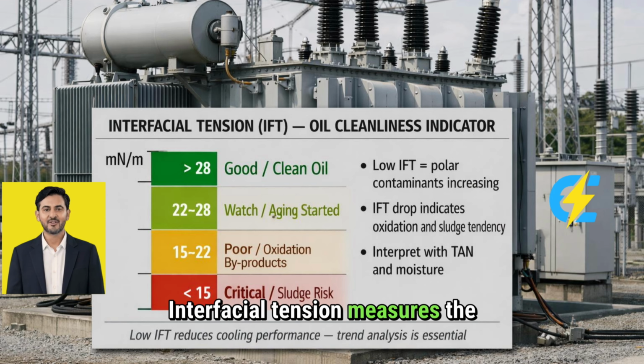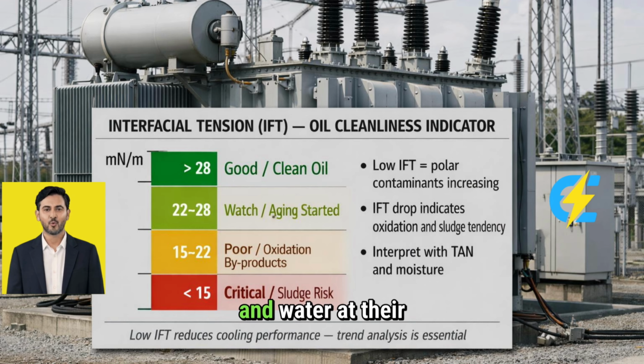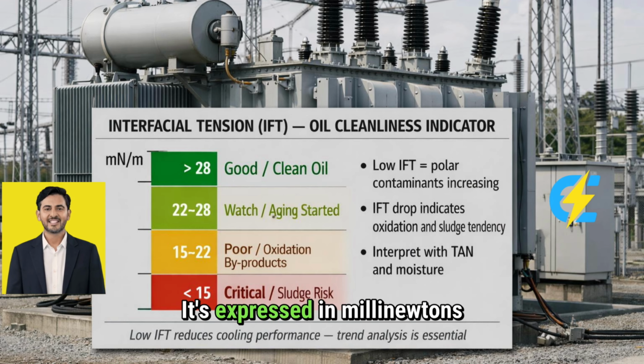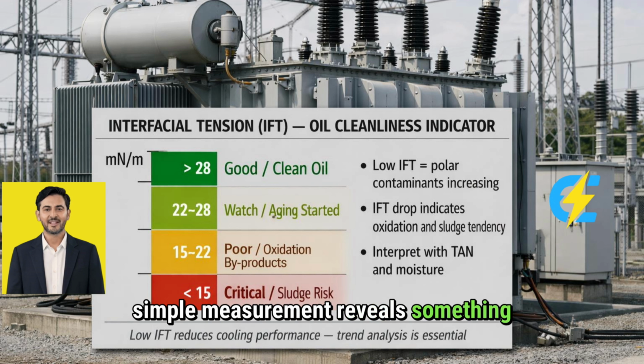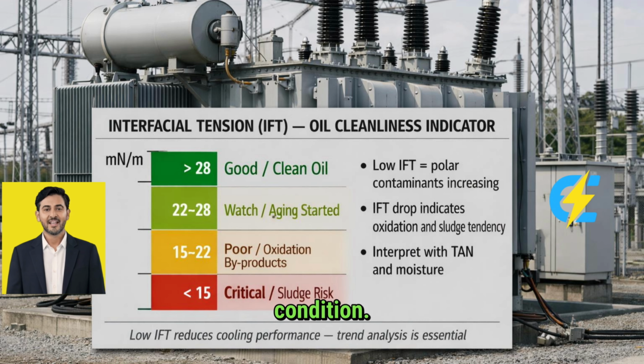Interfacial tension measures the force between transformer oil and water at their interface. It's expressed in millinewtons per meter. And this simple measurement reveals something profound about your oil condition. Clean oil strongly repels water. The molecular forces at the interface create a distinct boundary, like an invisible barrier. But contaminated oil? It doesn't have that strength anymore.